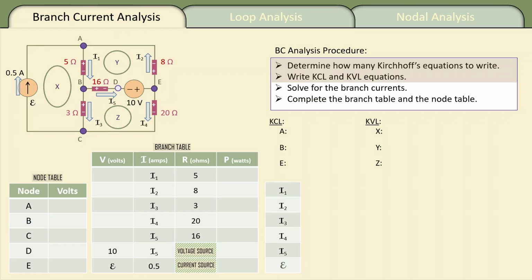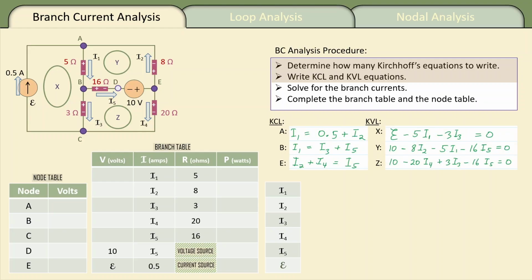So now let's write the equations, and we'll indicate the mesh loops as loops X, Y, and Z. Now, since we only have to do the current law or the junction rule at 3 of the 4 shaded-in nodes, I'm going to choose A, B, and E. Now, here are our equations. Now let's look at the current law or junction rule.